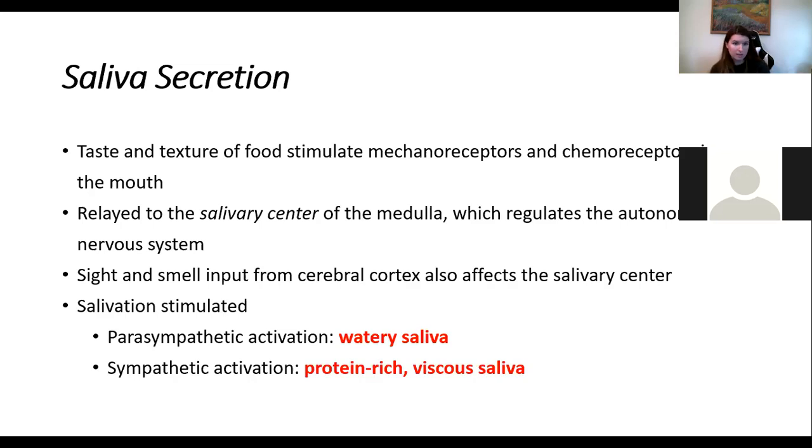Side note here is that sight and smell also affect the salivary center, but those signals are not coming from your mouth, right? They're coming from your eyes or from your nose, depending on which we're talking about, but they're going to the same place. They're going to the same salivary center in the medulla. They're going to have the same kind of effects.